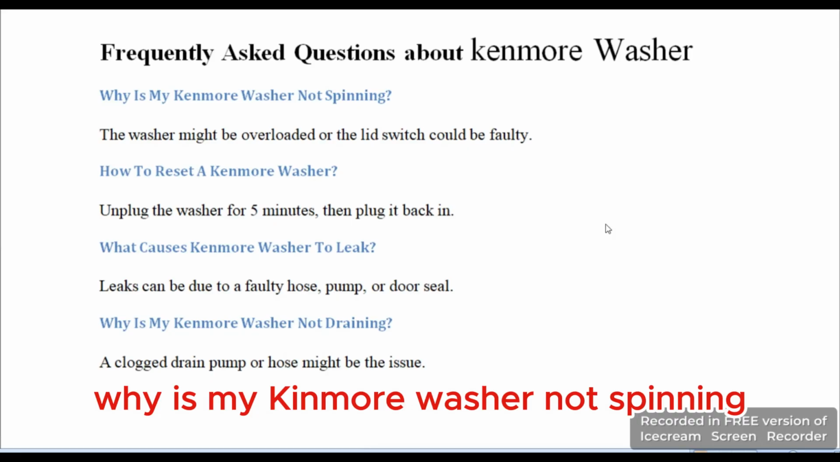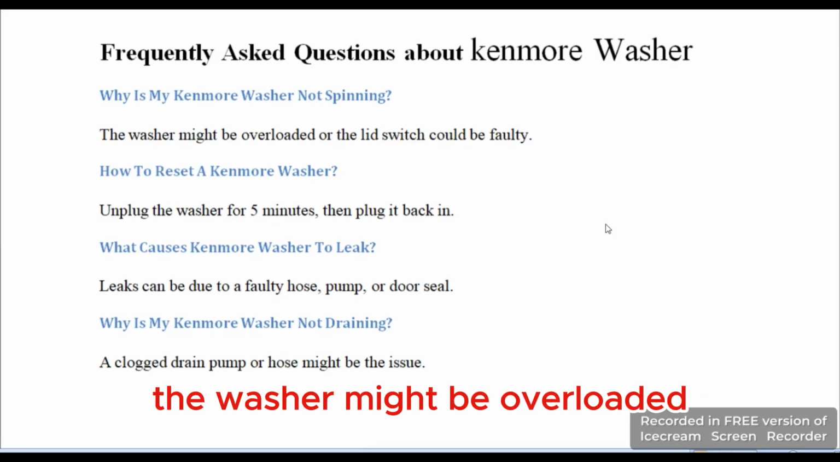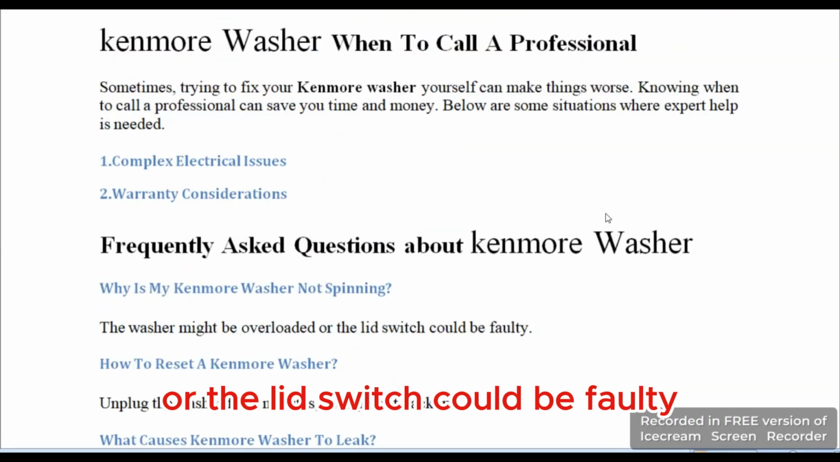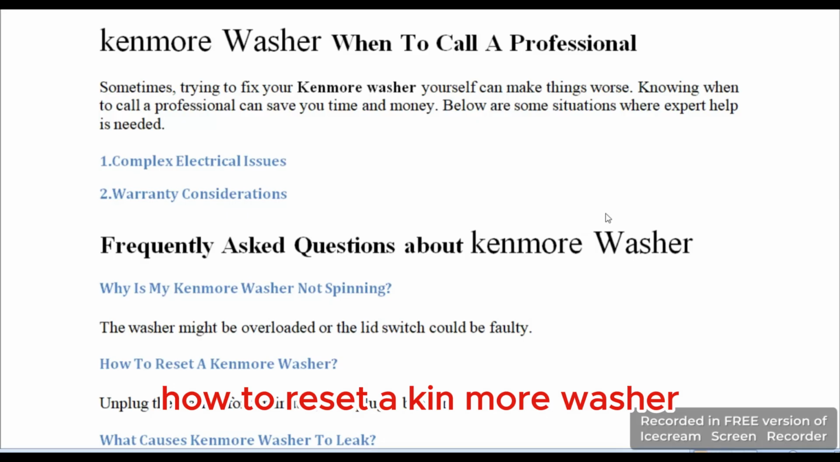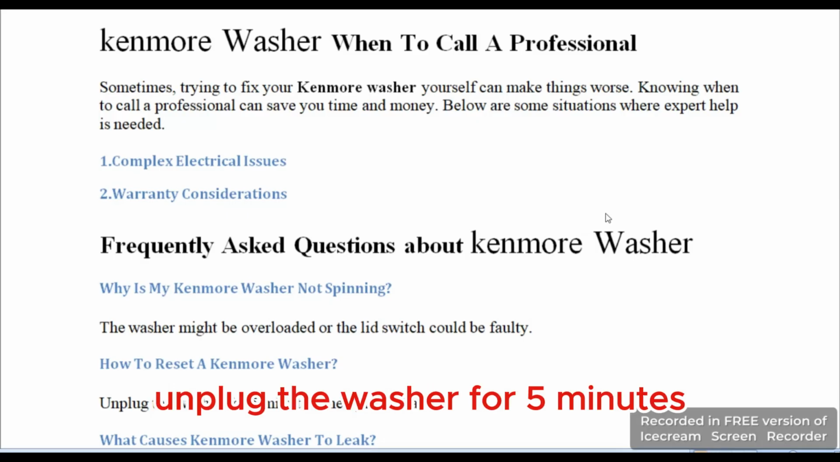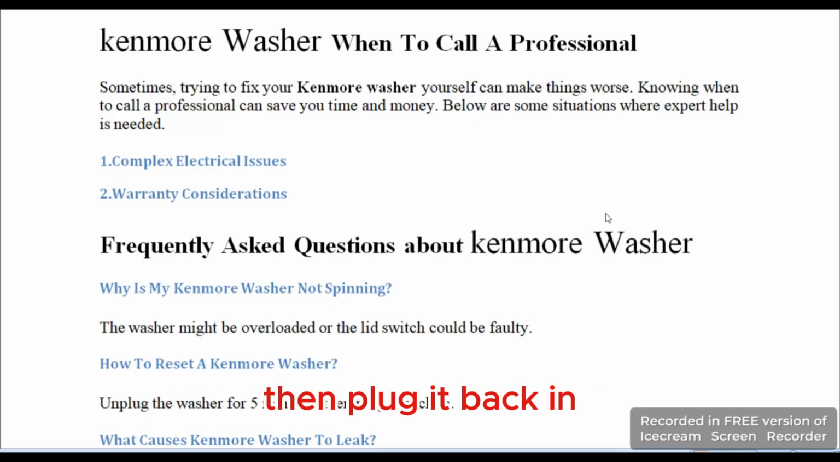Frequently asked questions about Kenmore washer. Why is my Kenmore washer not spinning? The washer might be overloaded or the lid switch could be faulty. How to reset a Kenmore washer. Unplug the washer for 5 minutes, then plug it back in.